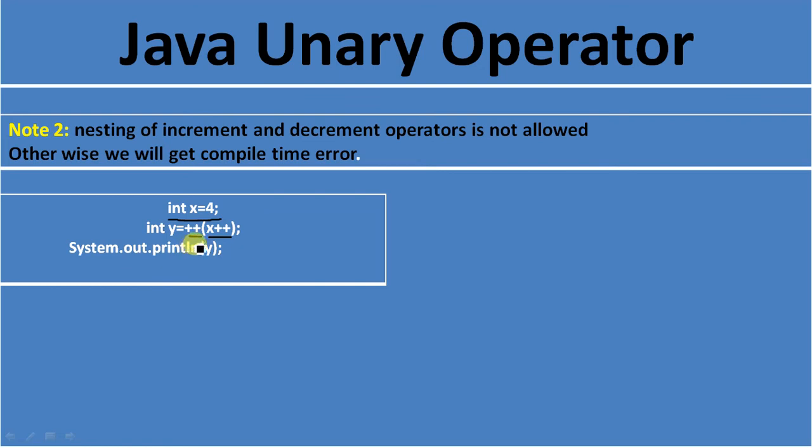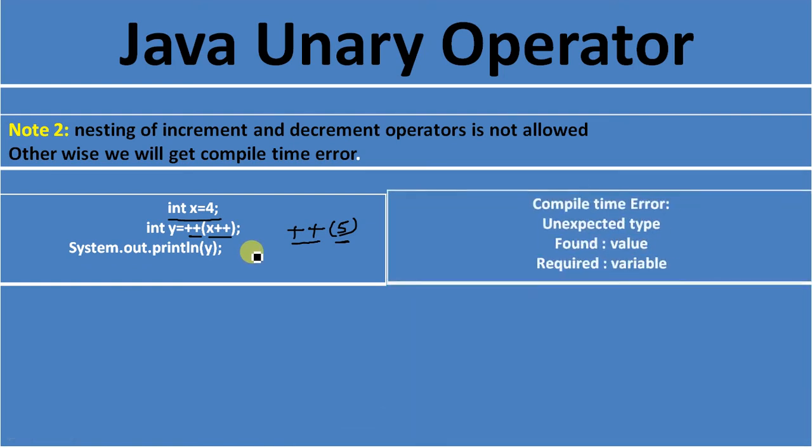Why does this give an error? Because of the braces, this expression will be solved first. So here x++ becomes 5, and the result will be ++5. And we know that we cannot apply increment and decrement operators on a constant. That's why it will give an error. The same error: compile time error, unexpected type, found value, required variable.